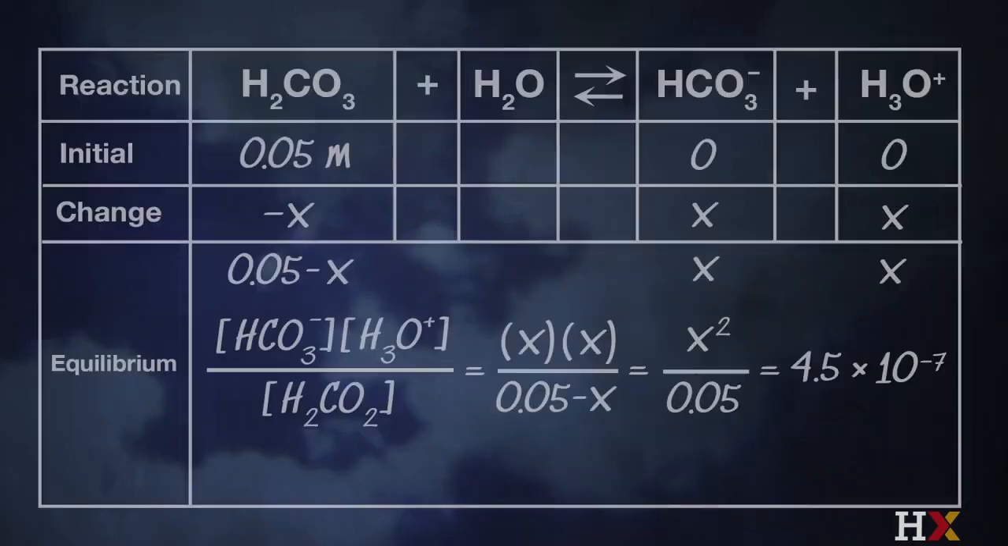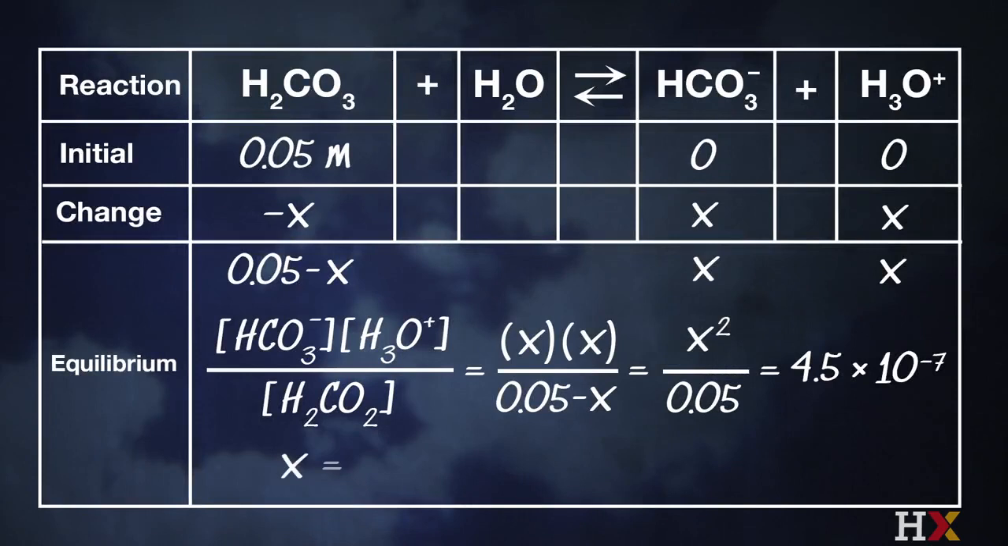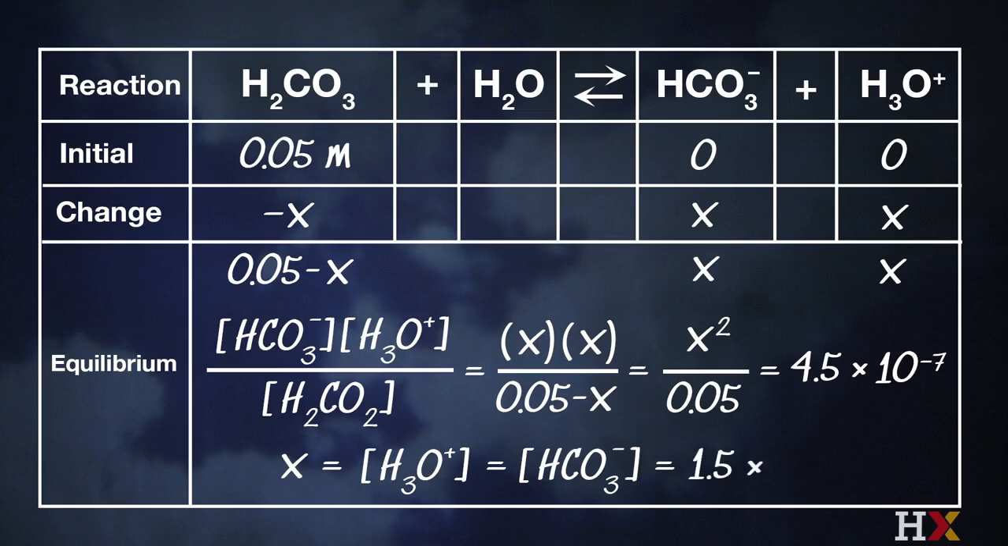So now we're ready to solve for the H3O+ concentration. It's just the solution for X in that expression. So X, which is equal to H3O+, is equal to the concentration of the bicarbonate anion, and that is equal to 1.5 times 10 to the minus 4 molar. Now we can do a quick check and realize that 1.5 times 10 to the minus 4 is much smaller than 0.05, so our approximation is valid and we have an accurate calculation of the H3O+ concentration.